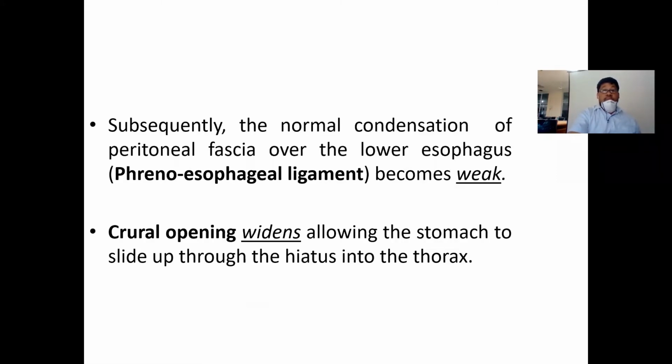Subsequently, the phrenoesophageal ligament becomes weak. This phrenoesophageal ligament is the normal condensation of peritoneal fossa, which is over the lower esophagus. It will become weak, and the pleural widening takes place. And this widening of the pleuras allows the stomach to slide up through the hiatus into the thorax.